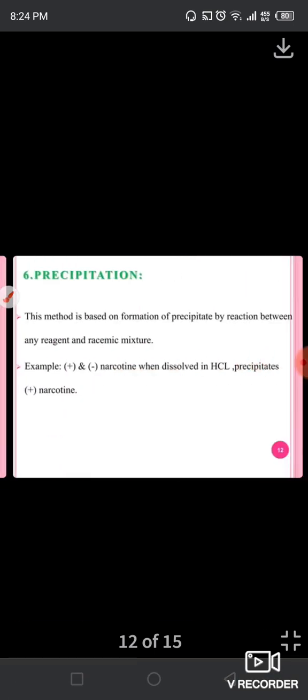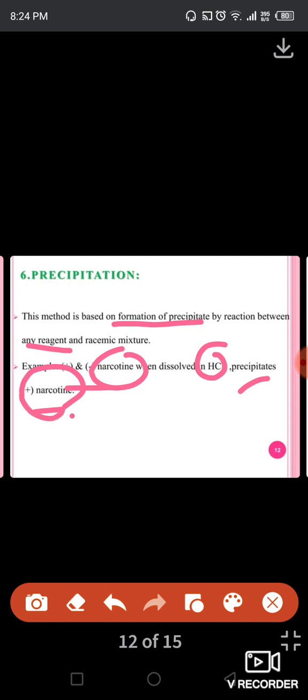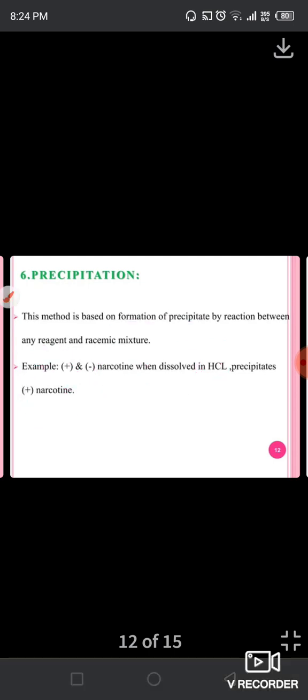The next method is precipitation. You can also form a precipitate. You can add some reagent, and in the presence of the reagent, one isomer can form a precipitate, and then you separate out that precipitate. For example, positive and negative nicotine when dissolved in HCl as the agent, it precipitates out the positive nicotine. In that way you are separating out the positive nicotine from it.